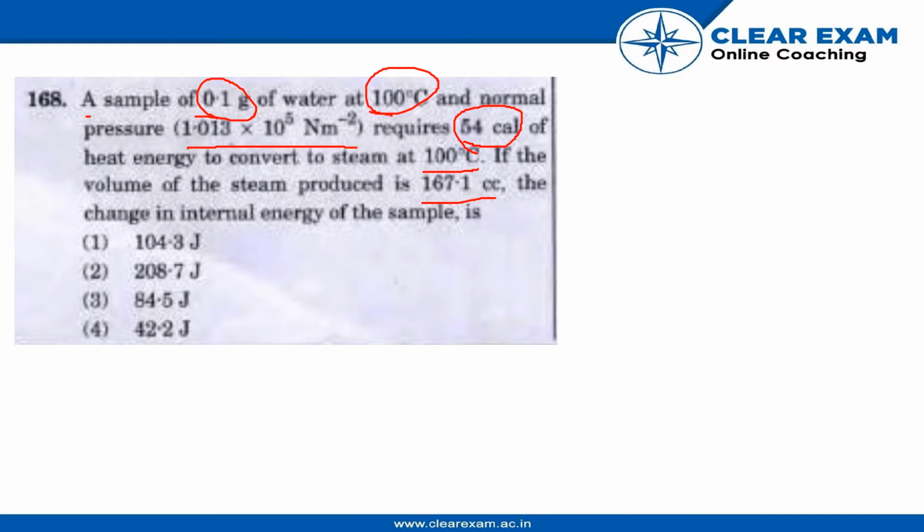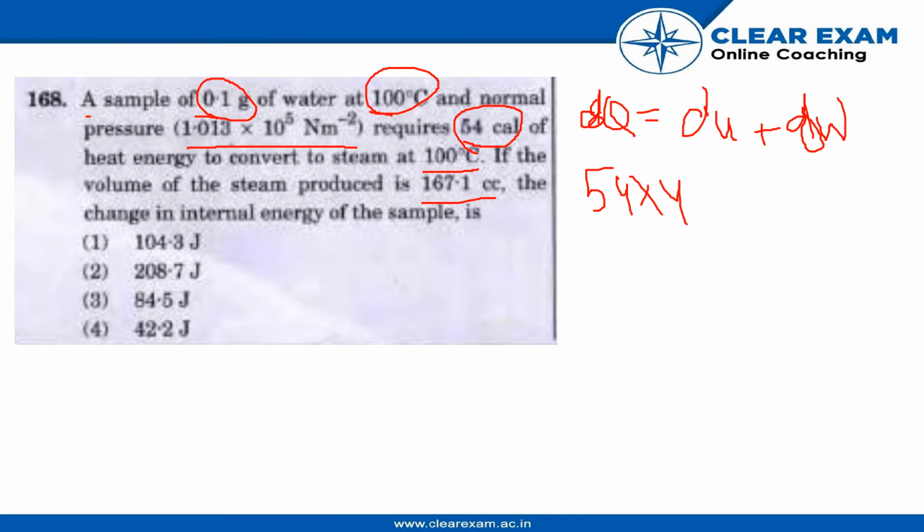So now we know that dq equals du plus dw. That is, delta q equals delta u plus delta w. So we know that 54 × 4.184 equals du plus pdv.